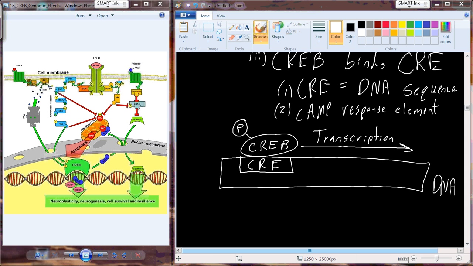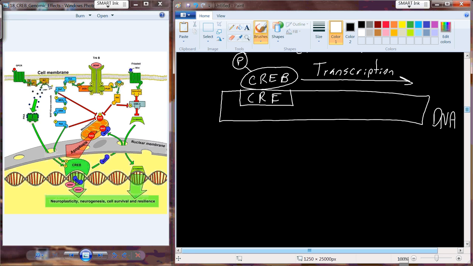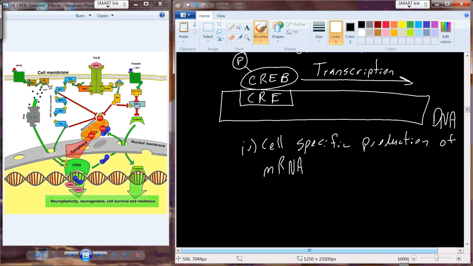Which is similar to what you see going on down here. They're just more things that are happening down here. And so the net result here is a cell-specific production of a messenger RNA molecule that can now be utilized through translation to produce a protein. Is that the phosphate? It's the phosphate. Yeah, that's a phosphate that gets added on. Without it, it's inactive and won't bind to the CRE.